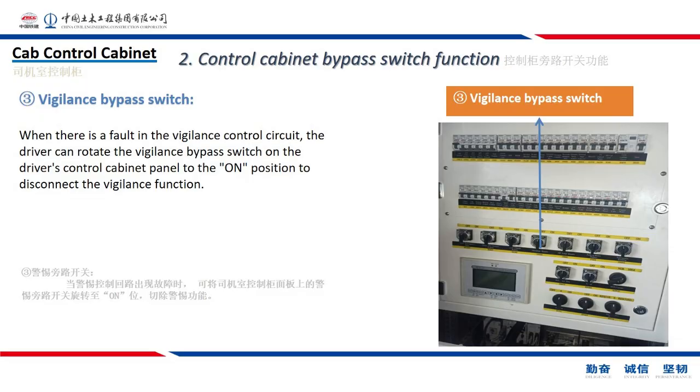Slide 34, Vigilance Bypass Switch. The third switch is the Vigilance Bypass. If the vigilance circuit itself fails, the driver can cut off the vigilance function by turning this switch on. This is only used in fault situations, as normally the vigilance system is essential for safety.